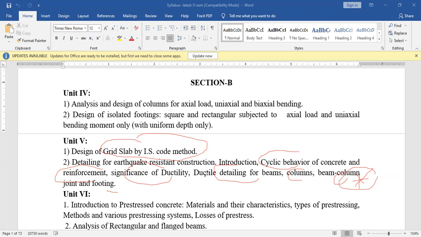But due to an earthquake, even if your structure is going to collapse, it should not collapse suddenly. So to prevent those things, we go with ductility.